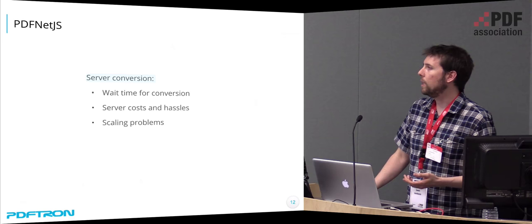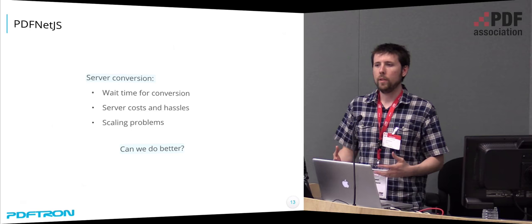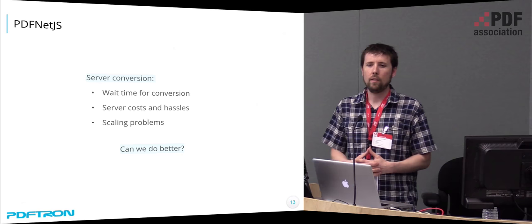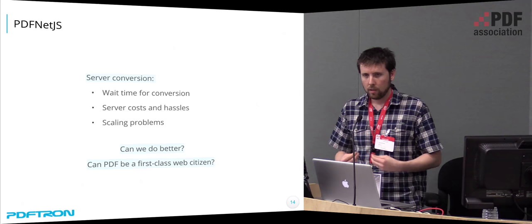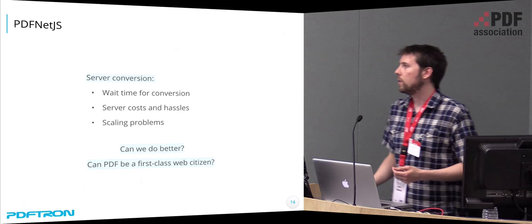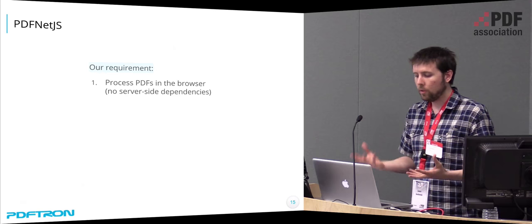So can we do better? We have to ask ourselves whether there is something we can do better, because although our customers are using this, we weren't fully satisfied with it as an end solution. Is there a way we can make PDF a first-class web citizen? Meaning, is there a way we can make browsers natively, if you will, understand and display PDF without the existence of a server? So that was our main requirement: we wanted to process PDFs in the browser with no server-side dependencies.